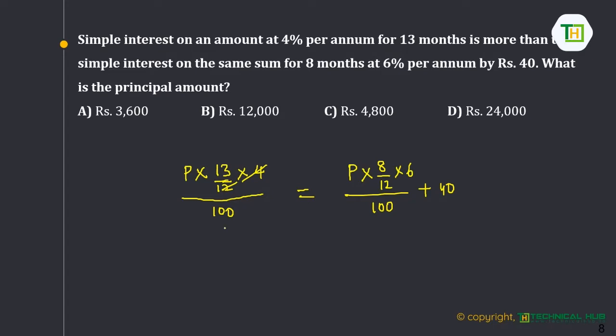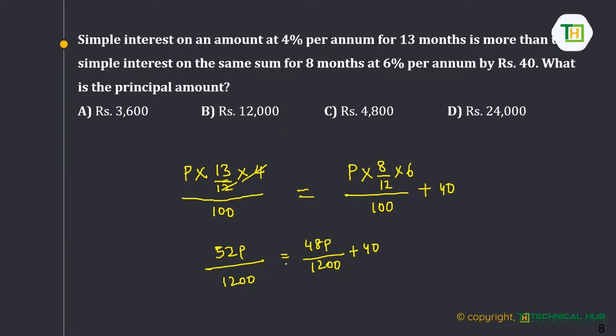Let me solve it like this here. P into 13 into 4, that is 52 into P, divided by 12 into 100, which is 1200. The second is 48 P divided by 1200. Okay, so plus 40. Understand? 52 P is equal to 48 P by 1200 plus 40.